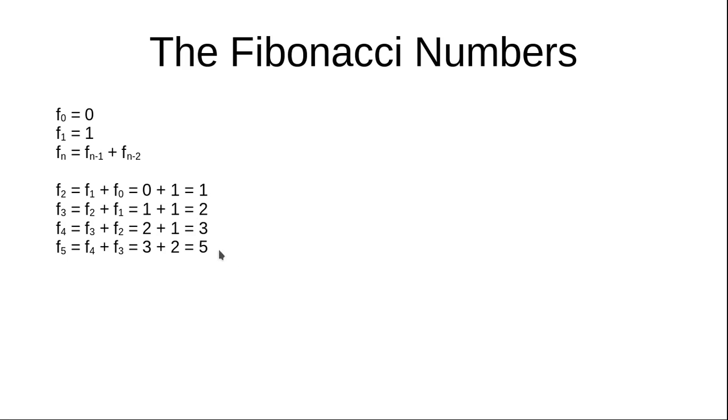Now we start to get a divergence. Now we see 3 plus 2 gives us 5. And so the sequence looks like this: 0, 1, 1, 2, 3, 5, 8, 13, 21, 34, etc. Okay?